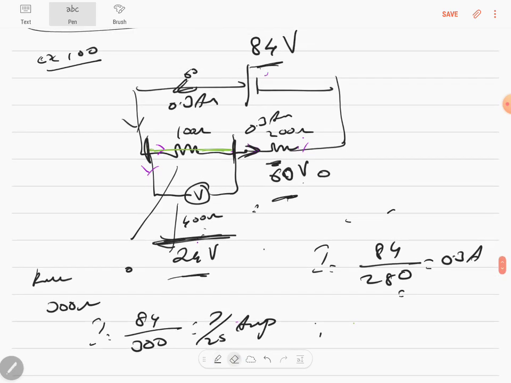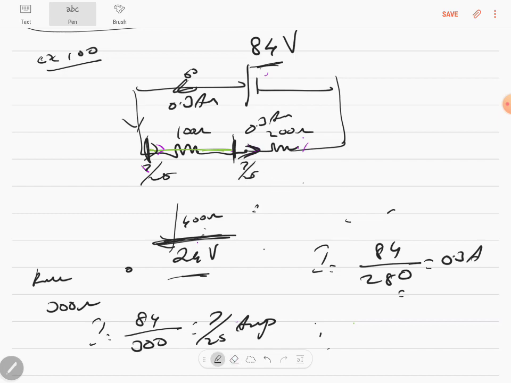In that case, this is not even there, so I'm deleting it. So it's the same current which is going to flow through here and here. That is 7 by 25. When you multiply 7 by 25 into 100, it is 28 volts. Here it will be 28 volts if the voltmeter wasn't even connected. Are you clear? 28 volts, what is the question? Calculate the potential difference. Yes, that's what we have done.